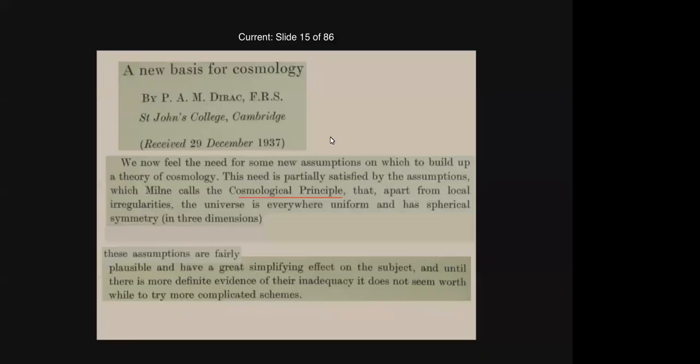And so this is 1937. Dirac actually writes about the Milne universe in these ways. He says, we now feel the need for some new assumption on which to build up a theory of cosmology. This need is partially satisfied by the assumptions which Milne calls the cosmological principle. Milne was really the very first person who talked about the cosmological principle: that apart from local irregularities, the universe is everywhere uniform and has spherical symmetry in 3 dimensions.